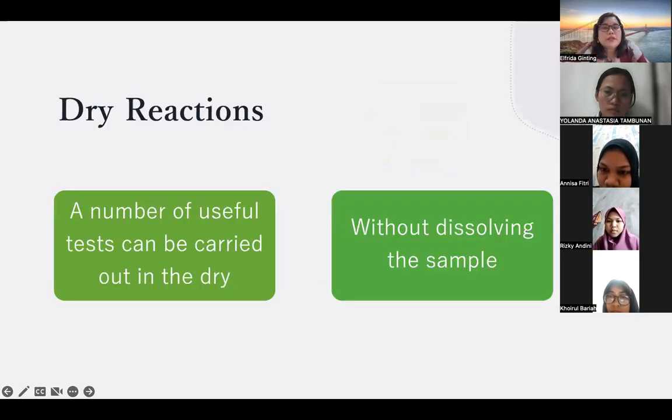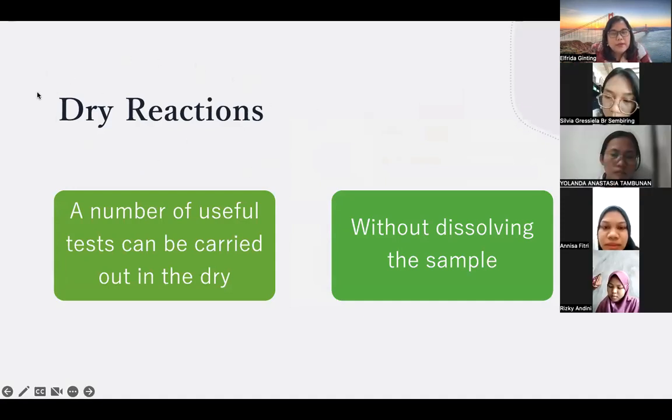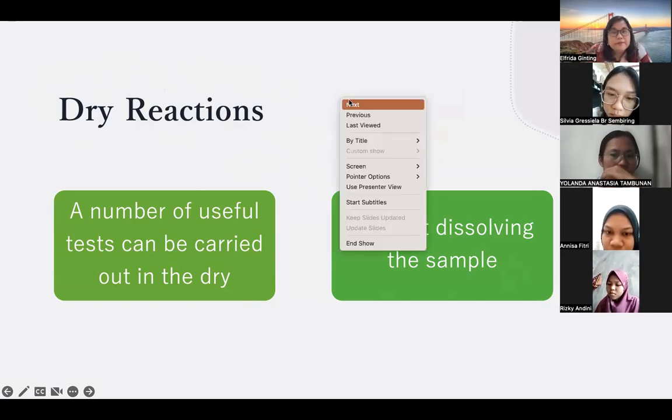Now, this is the definition of dry reaction. The definition of dry reaction is that you work on the task in a dry condition, meaning you don't need to dissolve the sample. So there will be no water in the reaction. So this is like a reaction without water, right? So this is dry reaction.